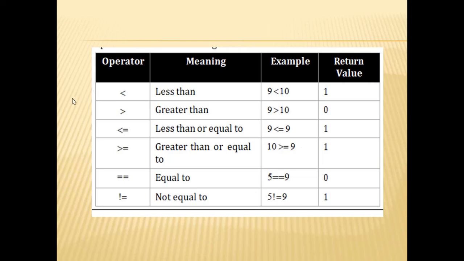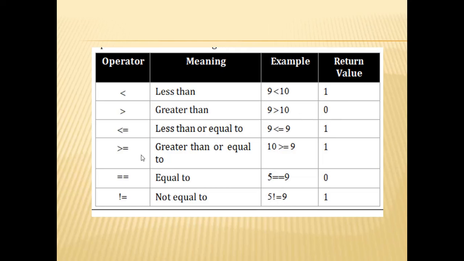The first one is the less than operator. In this example, 9 is less than 10, so yes, it is true, and true means 1. Here it is the greater than operator. 9 is greater than 10, so this statement is false, and false means 0.